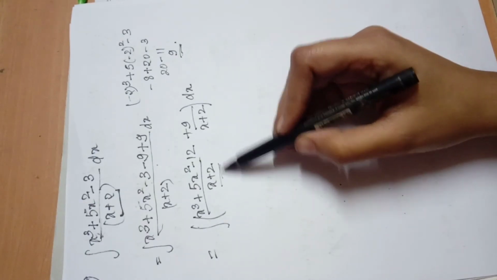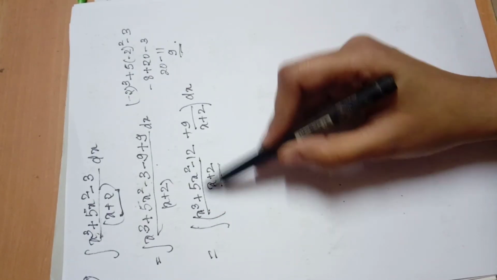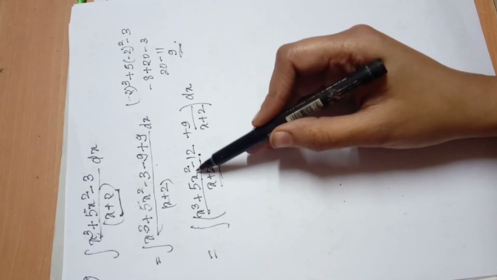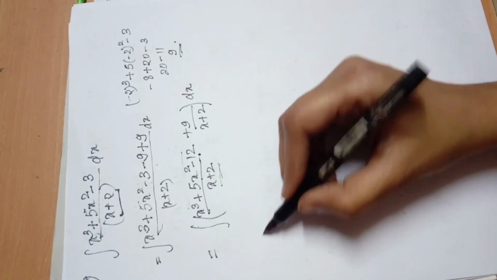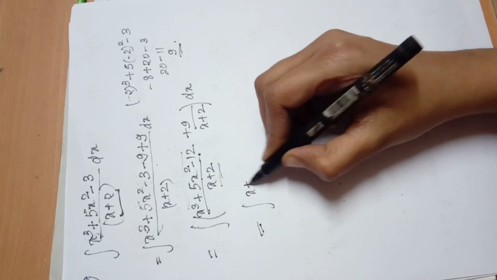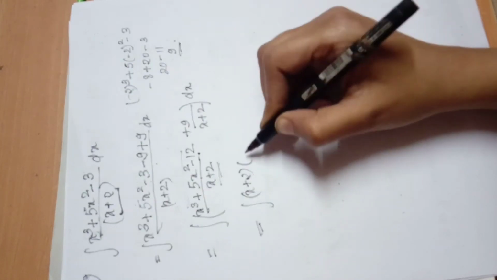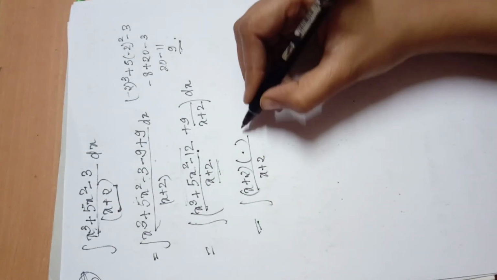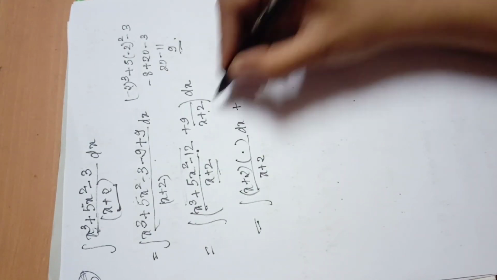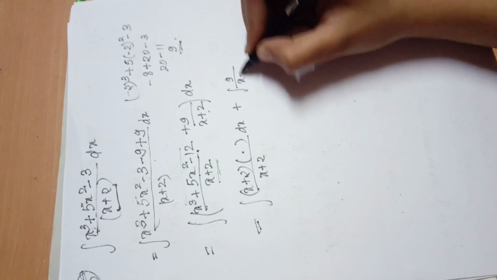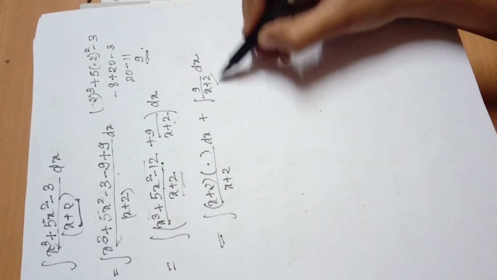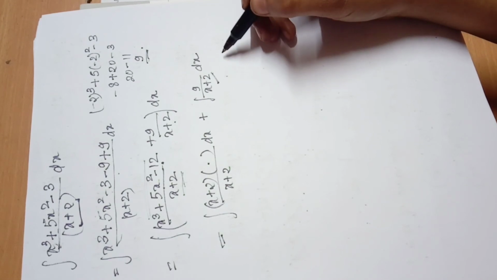Now let me put minus 2 in this equation. I get minus 8 plus 20 minus 12. It becomes 0. That means minus 2 is a factor of this part, right? So I can write it as x plus 2 times something, divided by x plus 2 dx, plus this part, 9 by x plus 2 dx. Now this part is very easily solvable. It is 9 log x plus 2.